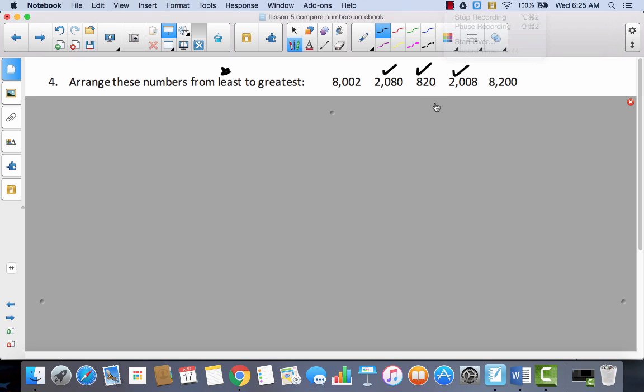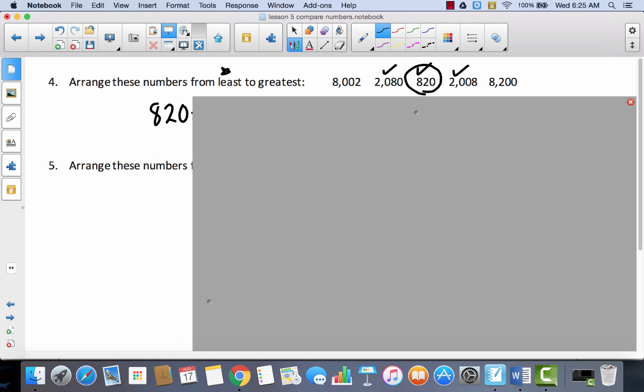Okay, so the first thing I did when I was trying to compare these numbers was I went through and I looked and I saw that the greatest place in this number is thousands, thousands, hundreds, thousands, thousands. So because 820 has no thousands, I wrote it first. And then I put a little check mark because I knew that it was finished.